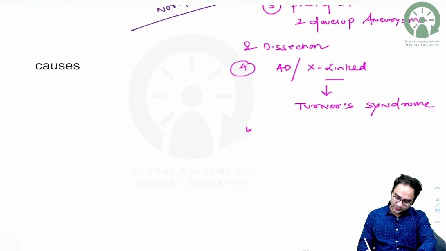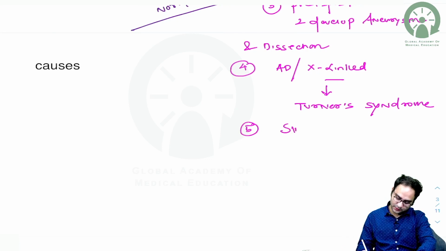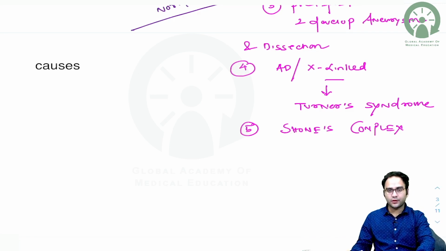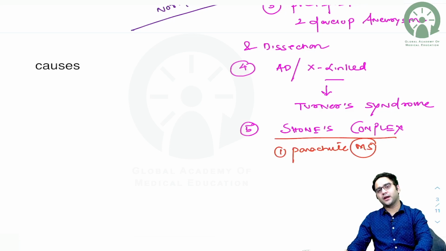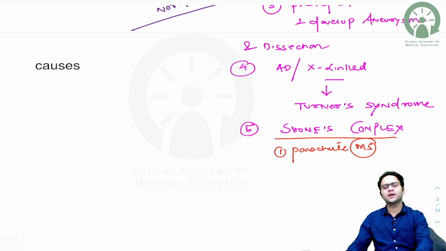And bicuspid aortic valve can be part of a complex known as Shone's complex. Now, what do we get in Shone's complex? We get something known as parachute MS. If you have read the module on mitral stenosis, I had mentioned that in congenital MS there is something known as a parachute MS.